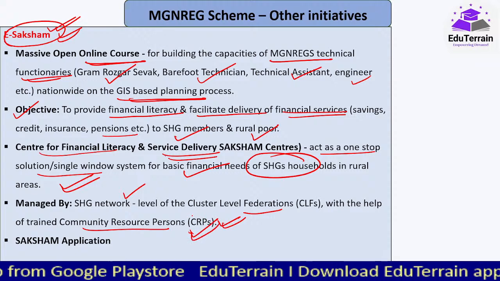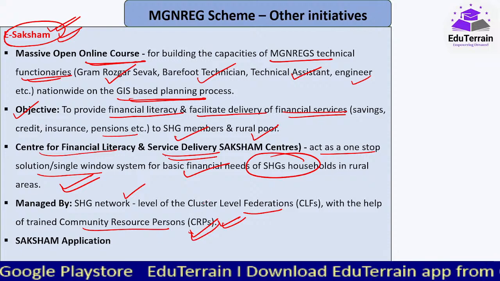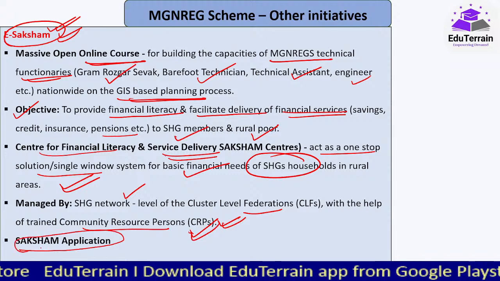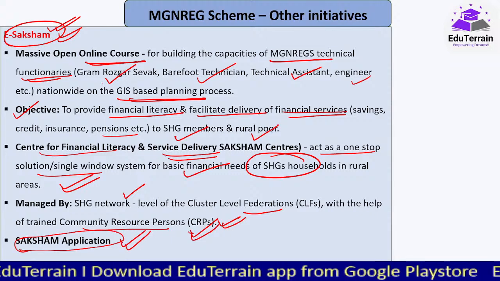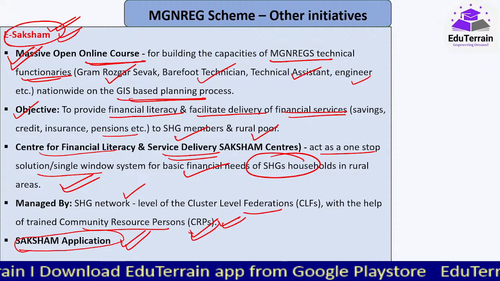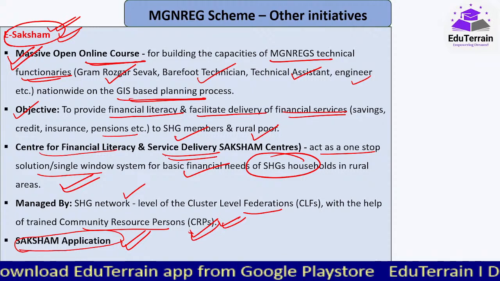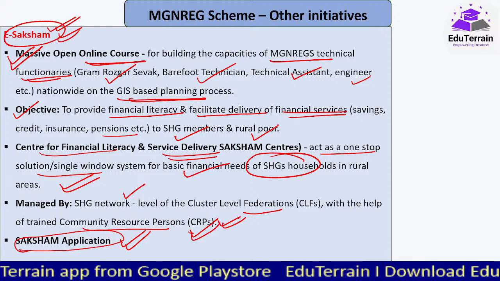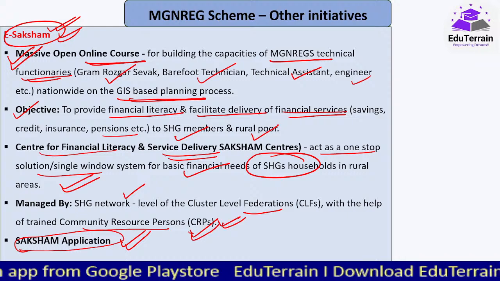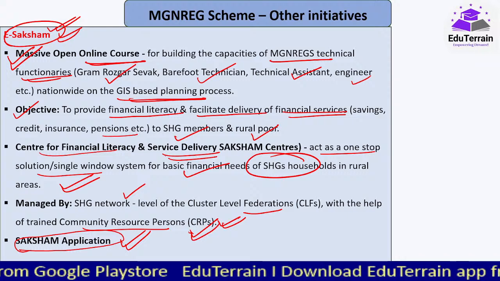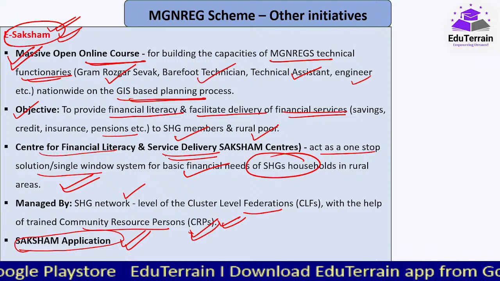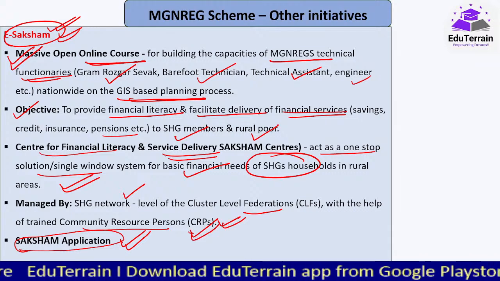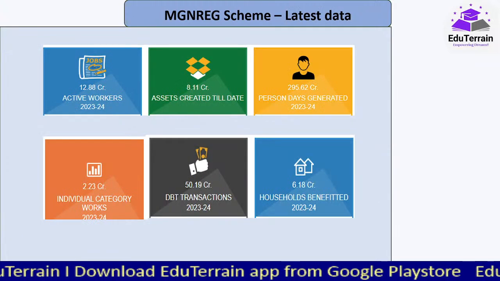Now, where can you find all these content, the courses, all that? You can download the Saksham application, that is the app from where one can avail these online courses, especially focusing on financial literacy, and also it helps in facilitating the delivery of financial services to these SHG members and the rural poor. That will happen only when the technical functionaries, they have the knowledge, right? So that all would be carried out under this particular initiative, e-Saksham application.